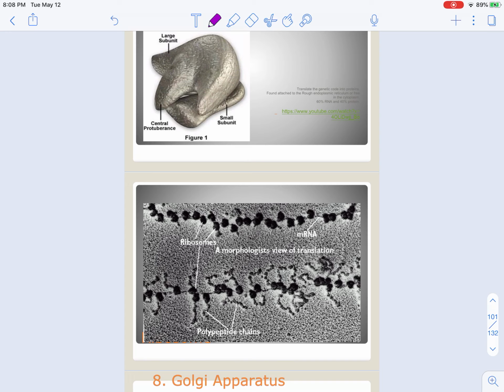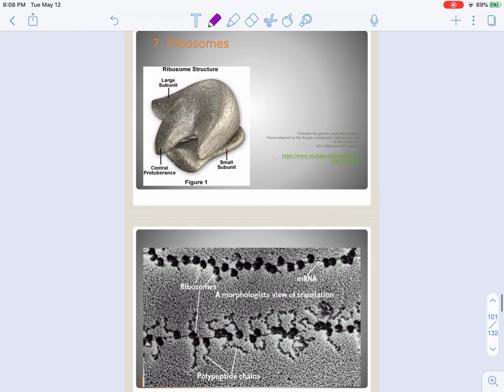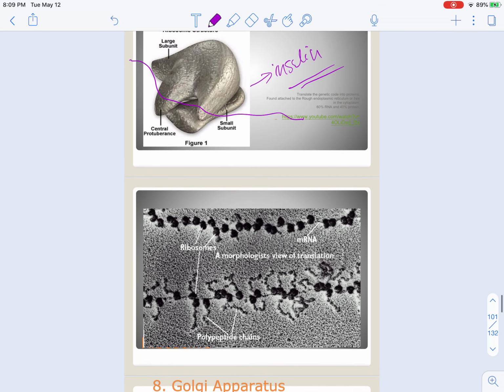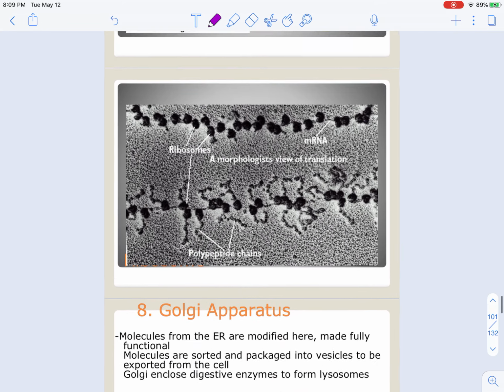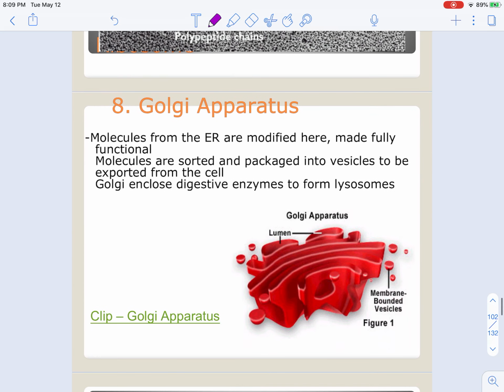So, for example, if it's a cell in your pancreas that's forming insulin, some genetic material will be running through that ribosome, and it's at the ribosome that those insulin molecules will be assembled, or any molecules that the cell is making. So it's a workbench for assembling proteins.